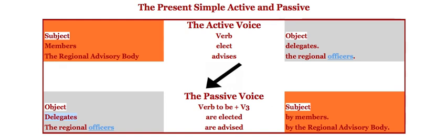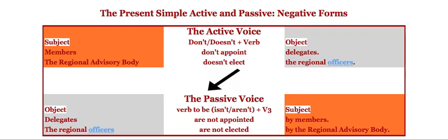How do we make the passive voice negative? Well, we simply add not after the verb to be. So, delegates are not appointed by members.